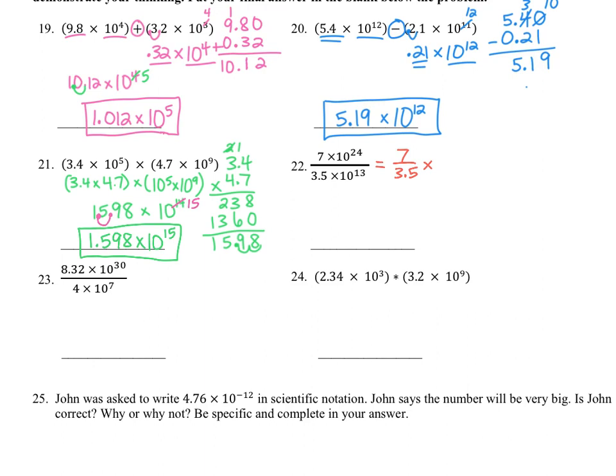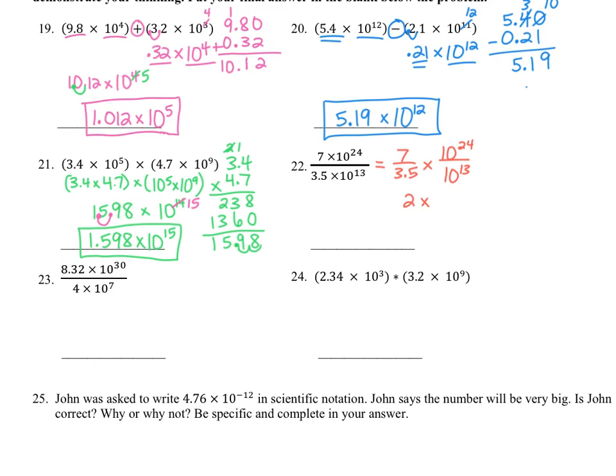So I'm going to split it. So 7 divided by 3.5 times 10 to the 24th over 10 to the 13th. And the only reason we can do that is because we have all multiplication in both the numerator and denominator. So now I can divide. What is 7 divided by 3.5? That one's pretty easy. It's just 2.